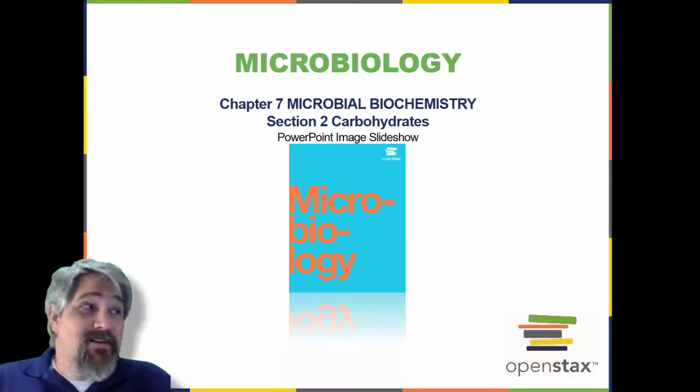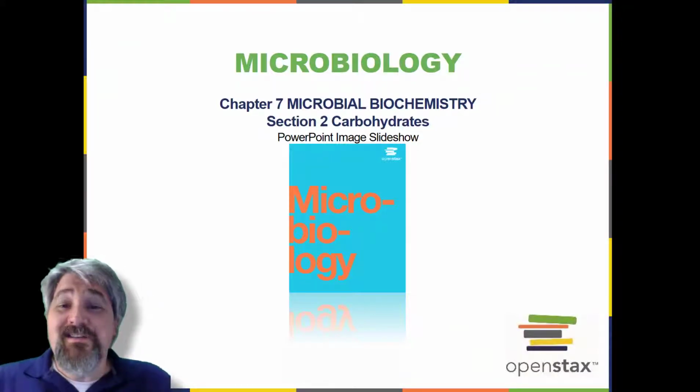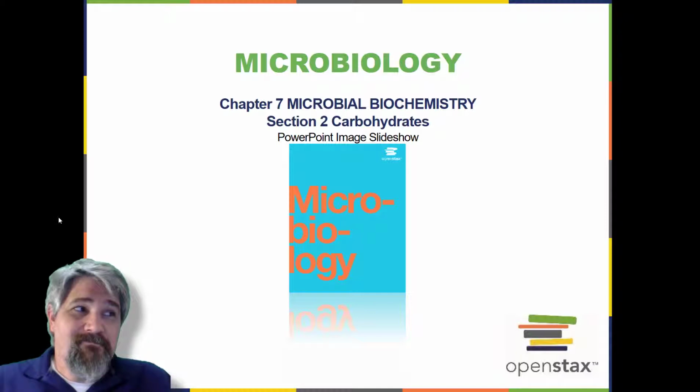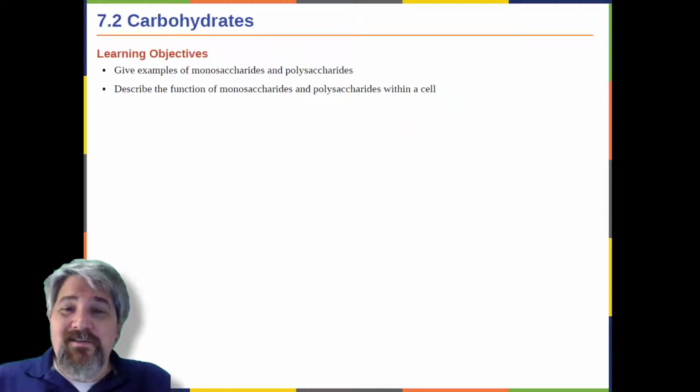Welcome to Chapter 7, Microbial Biochemistry, Section 2, Carbohydrates. Learning objectives. Give examples of monosaccharides and polysaccharides. Describe the function of monosaccharides and polysaccharides within a cell.